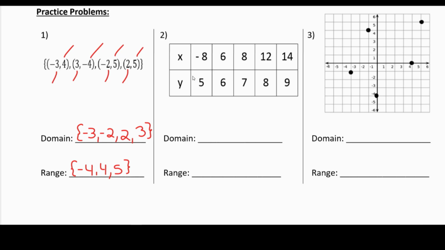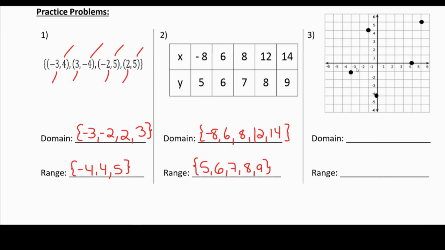For the domain and range, here I have a table. And this table is very easy because everything is in order. So basically all I have to do is write the x values for the domain. So basically copy the numbers that I see there. And so at 12, I have 14 and close the curly bracket. For the y values, again, they're already in order. So that was an easy problem. 5, 6, 7, 8, and 9.